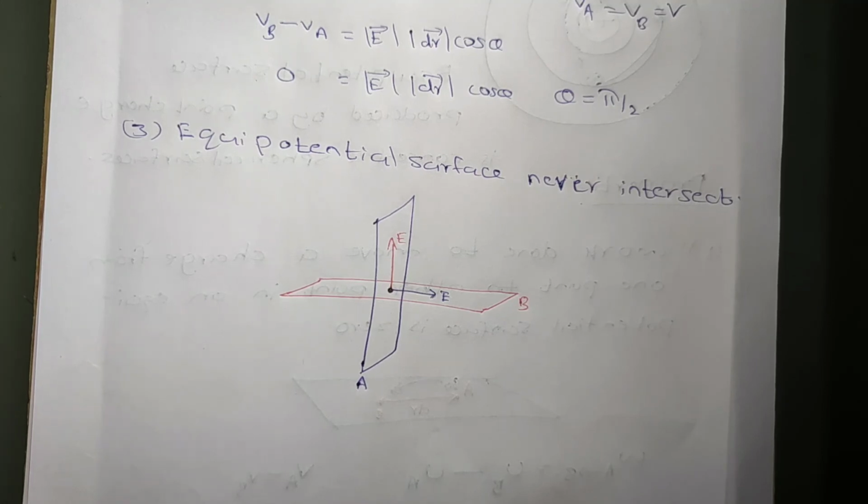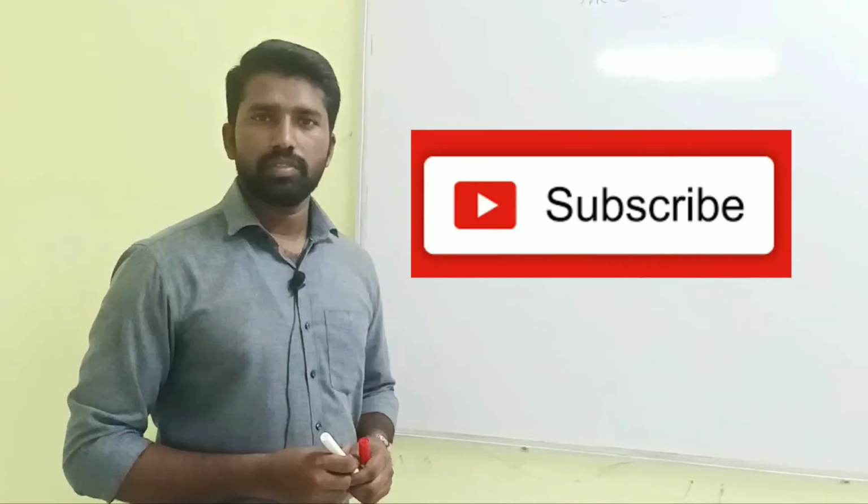These are all the properties of equipotential surfaces. Next we are going to see the different shapes of equipotential surfaces: how the spherical equipotential surface forms, the cylindrical equipotential surface, and the plane equipotential surfaces. After that we are going to see the equipotential surface of a dipole and that of two positive charges placed nearby. These are the things we are going to see.